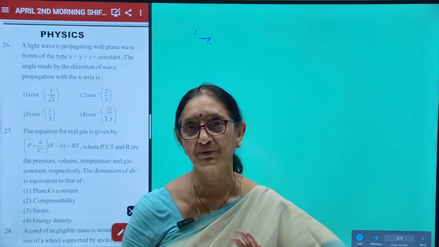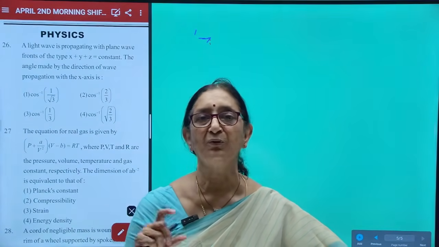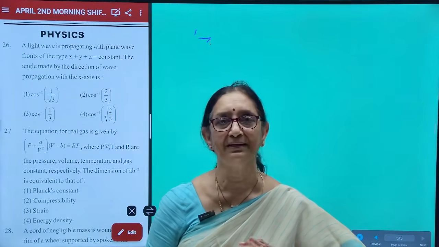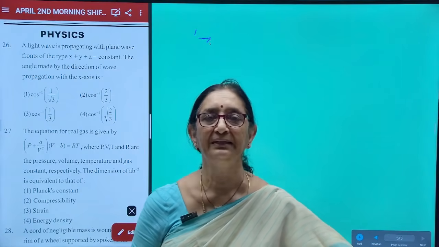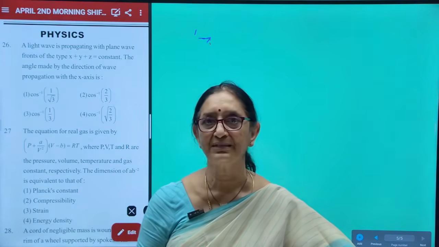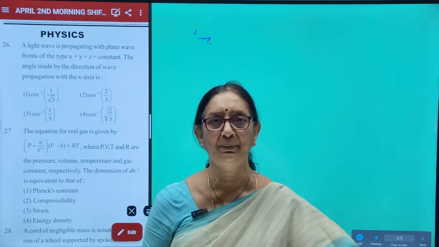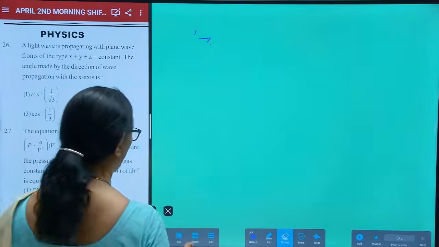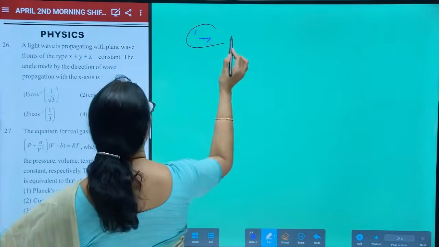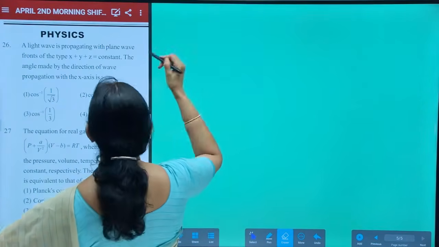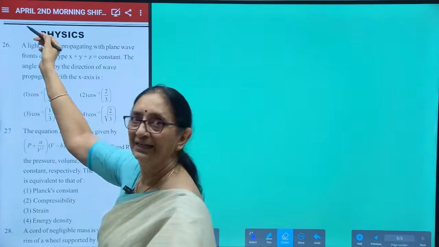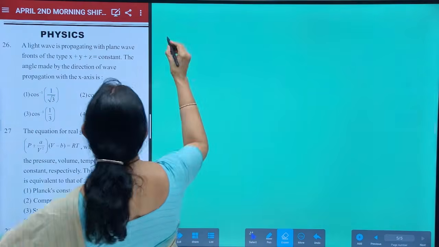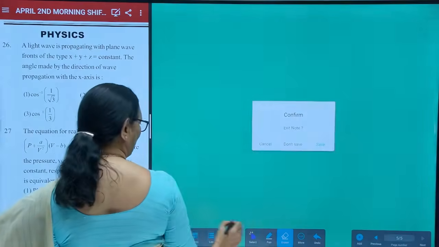So conceptual learning along with application is very important, and time management is the ultimate thing needed in the examination. So you have to concentrate very deeply during those 3 hours. I'll start explaining this physics question paper given in JEE. Look here, question number 26 onwards are physics questions. So the first question is given like this.